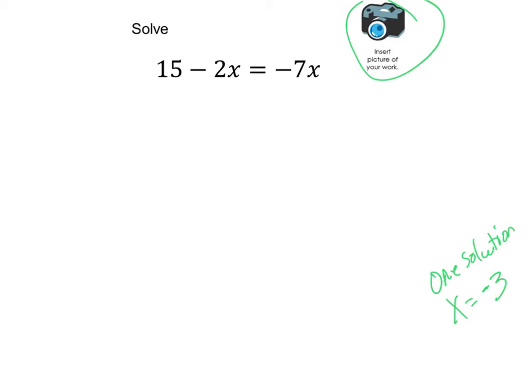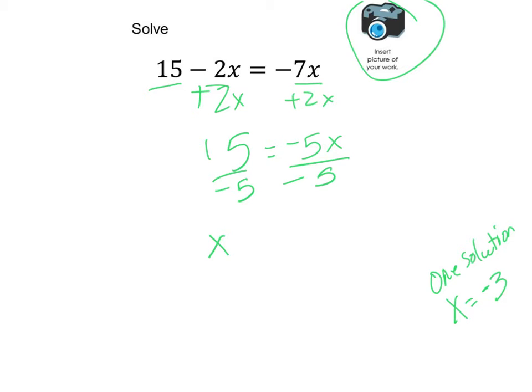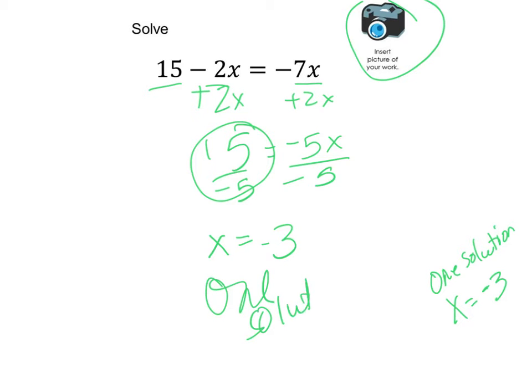All right, let's see. I have a constant and I have a variable, and then I have a variable on the other side. So I'm going to move my variable over, add 2x to both sides. I get 15 equals -5x. Now I'm going to divide both sides by -5. I always like to write my x first, so I'm going to write my x first. Then I'm going to put equals, and then put the answer to this, which is -3. So that's one solution.